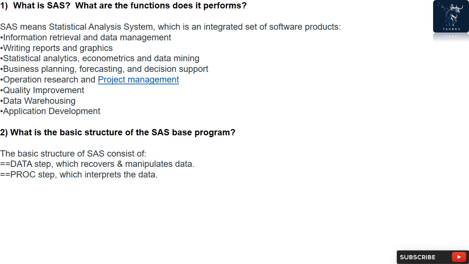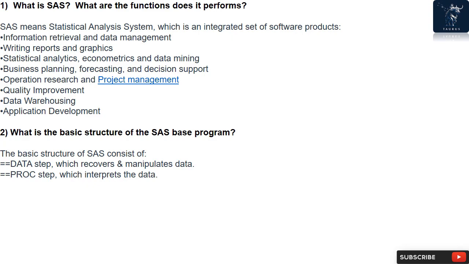1. What is SAS? What functions does it perform? SAS means Statistical Analysis System, which is an integrated set of software products. Information retrieval and data management. Writing reports and graphics. Statistical analytics, econometrics and data mining. Business planning, forecasting, and decision support. Operation research and project management. Quality improvement. Data warehousing. Application development.